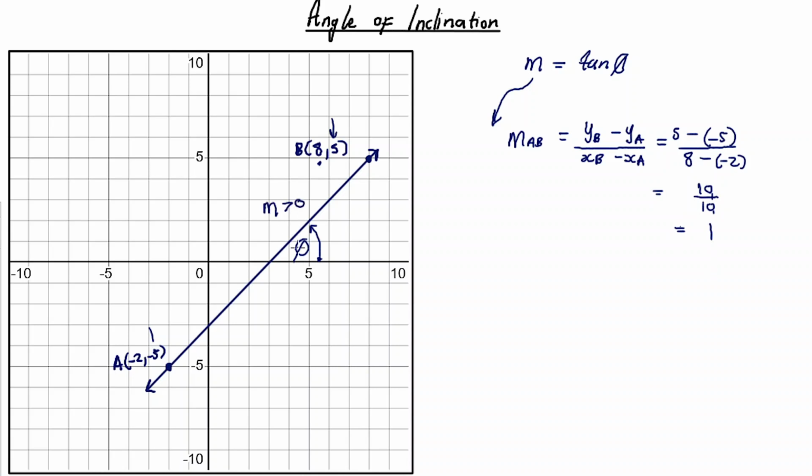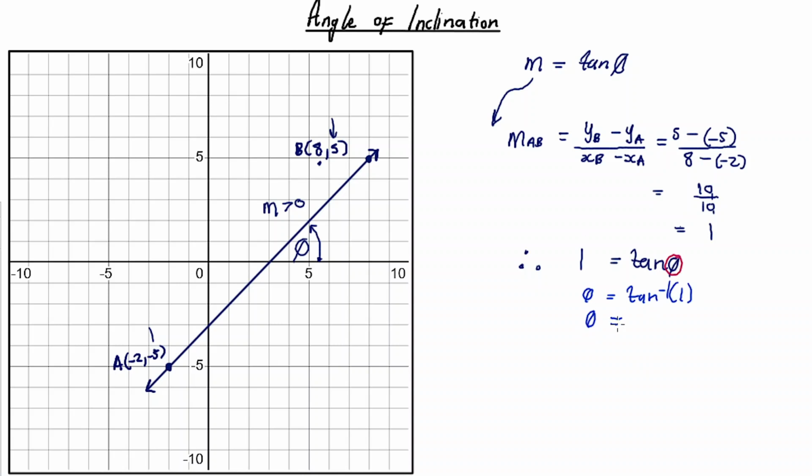It's greater than 0. So I now have m. I'm just going to substitute it into this equation. So m is just 1, equal to tan theta. Remember, we want to calculate the theta in this case. So how do I calculate the theta? I need the gradient. Now that I have the gradient, I'm just going to say theta is equal to arctan of 1.